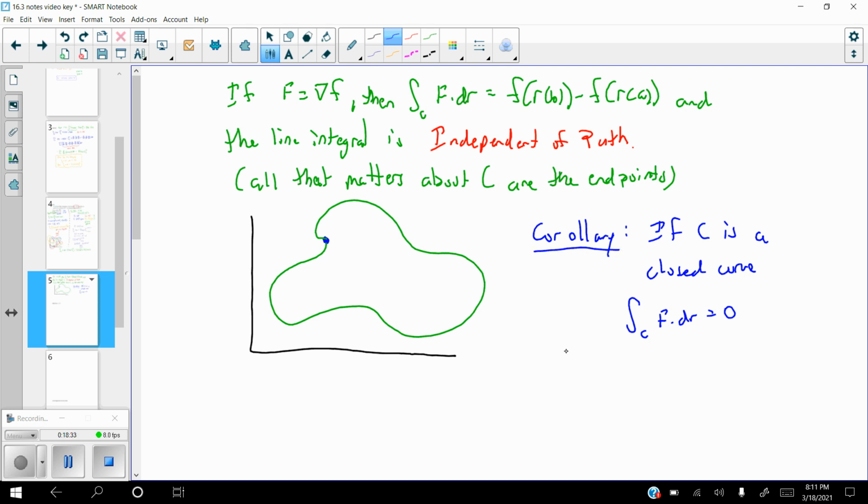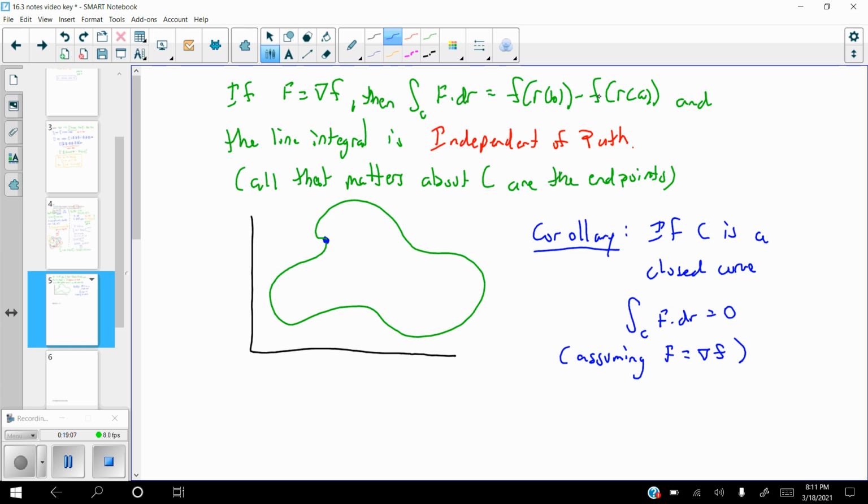And again, this is still all assuming that capital F is defined as the gradient of lowercase f. And that should make sense, because if you start and you end at the same place, if you plug the same exact point into f of r of b and f of r of a and subtract them, you're going to get 0. So it's got to be a closed curve. Okay, starting and ending at exactly the same place.